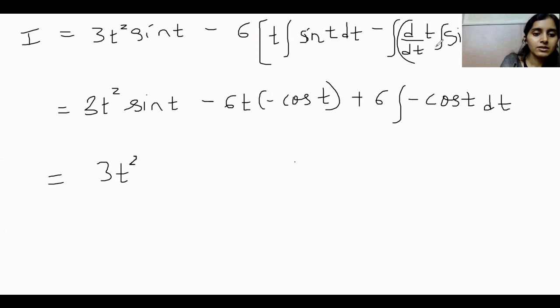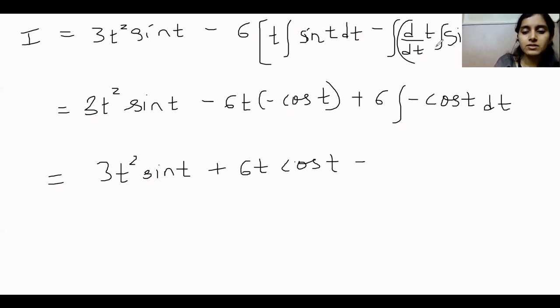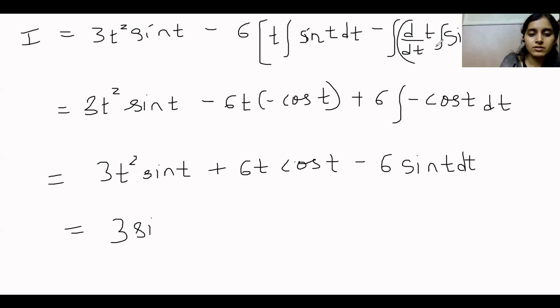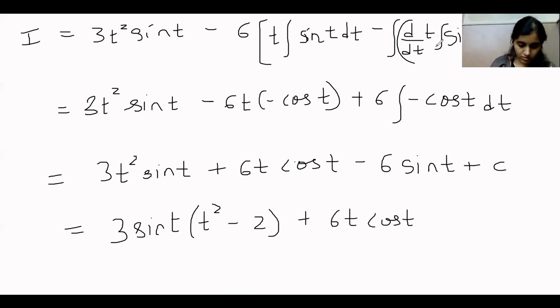3t square sin t plus 6t cos t minus 6, and integration of cos t is sin t dt. Okay, so we can have 3 sin t, plus c, this will be here. 3 sin t common, so we have t square minus 2 plus 6t cos t, plus c. What we'll do is now substitute the value of t.